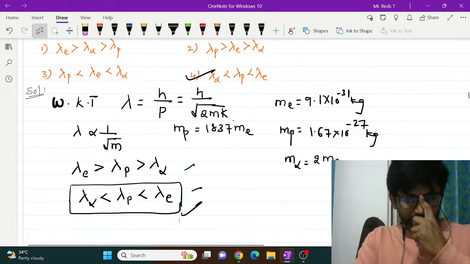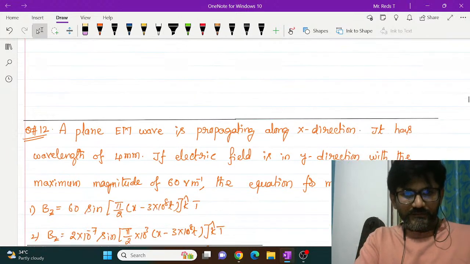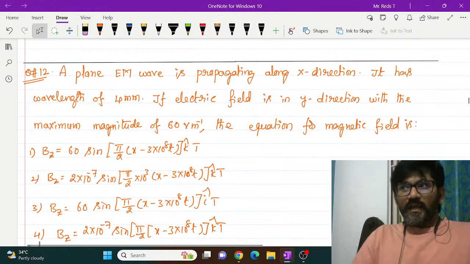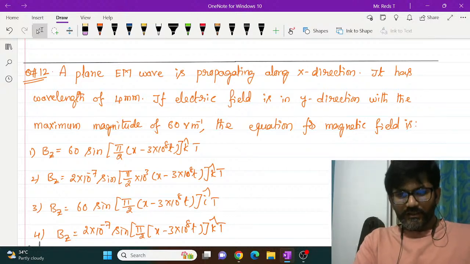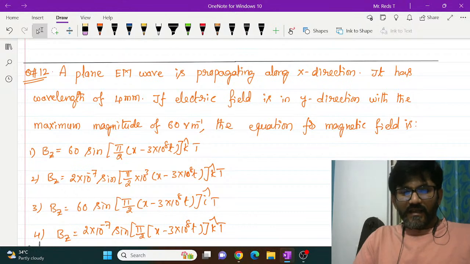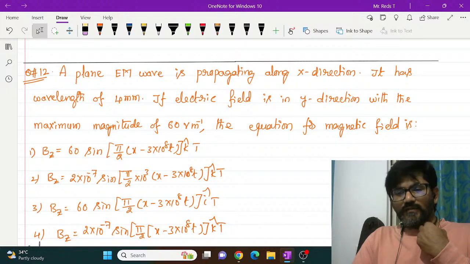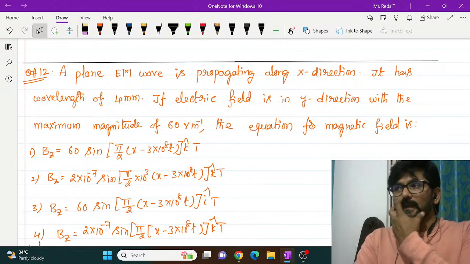Next one, the next question is, it is given that a plane electromagnetic wave is propagating along x direction. It has a wavelength of 4 mm. If electric field is in y direction with the maximum magnitude of 60 volt per meter, the equation for magnetic field is, right.